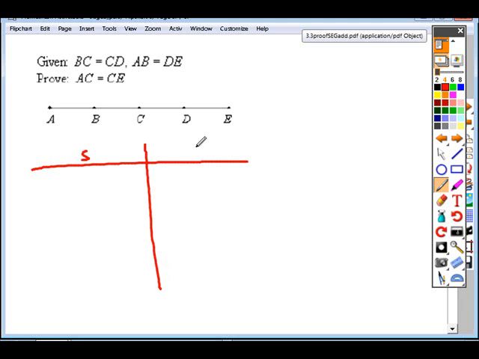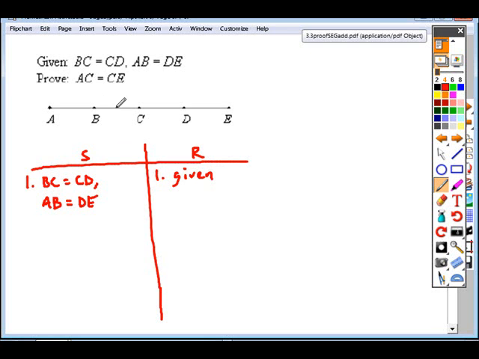Okay, so the first thing that you're always going to start with is your given information. So we know that BC and CD are equal, and we know that AB and DE are equal. So this was the given information. And it's often useful to label this on your diagram as well.